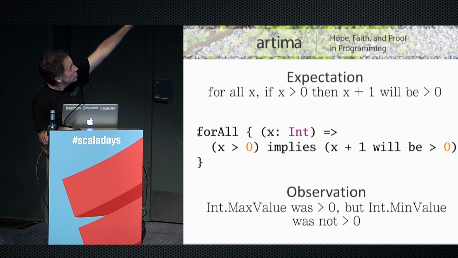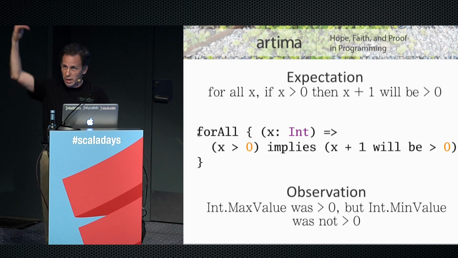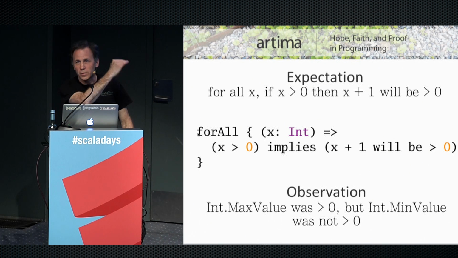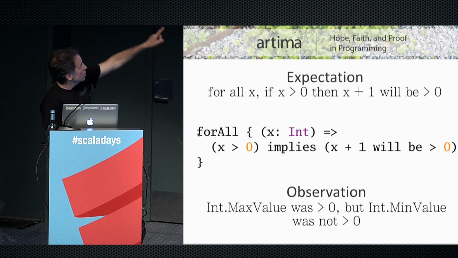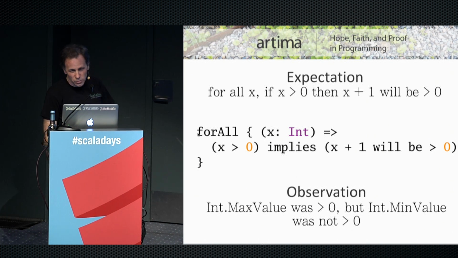And then when we actually execute this code, there is a case where it won't work, which is if x is maxint, you add 1 to it, it's going to loop back and be minint, right? So the observation is int.max value was greater than 0, but int.min value was not greater than 0. So that also kind of maps to the logic statement. So anyway, that's what I wanted to talk about.